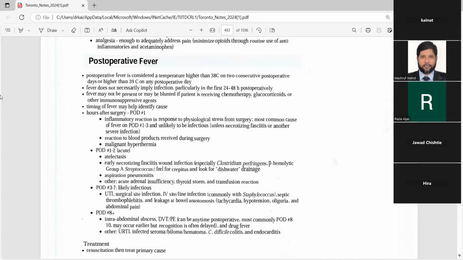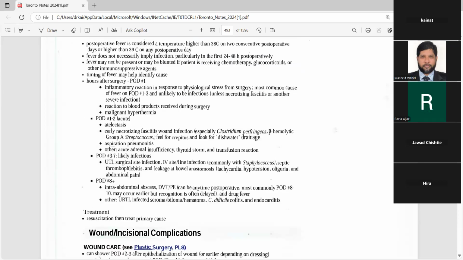So there is a question that can come: a patient just had a surgery and now he's having fever. This is basically a trauma fever. In that case, we don't need to give any antibiotics. We just give the patient some paracetamol, like Tylenol or whatever. Fever may not be present or may be blunted if the patient is receiving chemotherapy, glucocorticoids, or other immunosuppressive agents. Timing of the fever may help identify the cause.